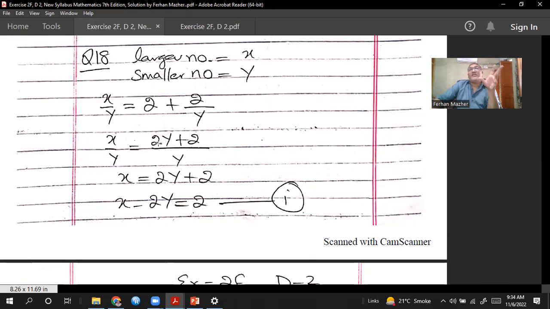So x/y equals, taking the LCM, (2y + 2)/y. Here y and y will cancel, so x = 2y + 2. So x - 2y = 2. That is my first equation.